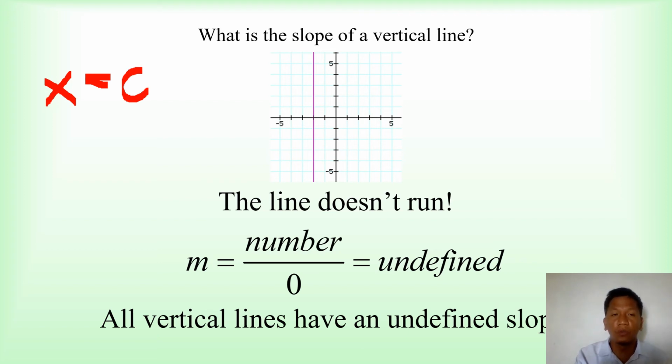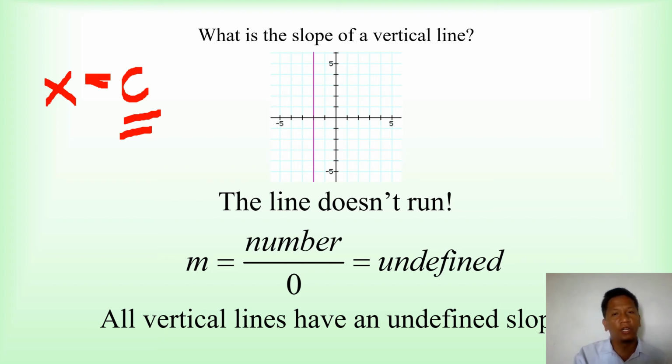X is equal to c. Naintindihan? This is the equation for the vertical line, while the equation for the horizontal line is y is equal to c. Yun ang pinagkaiba, ha, my dear students. I'll repeat, the equation for the horizontal line is y is equal to c, while the equation for the vertical line is x is equal to c.